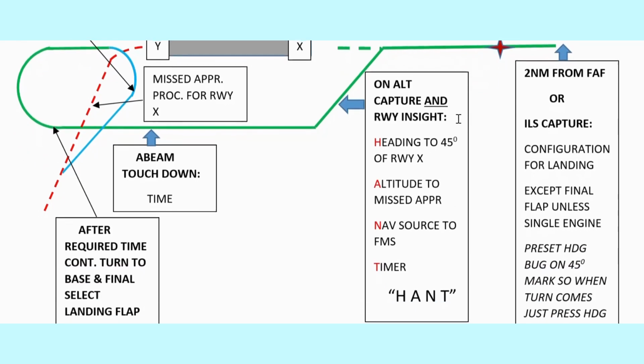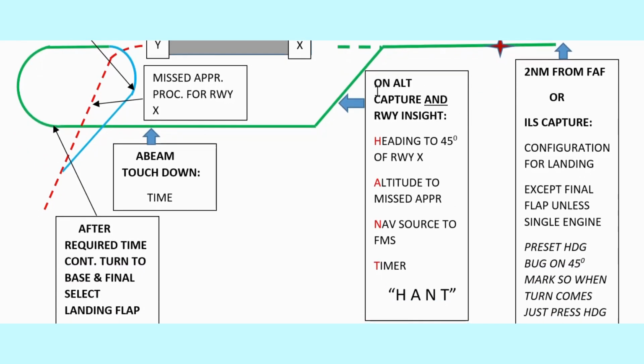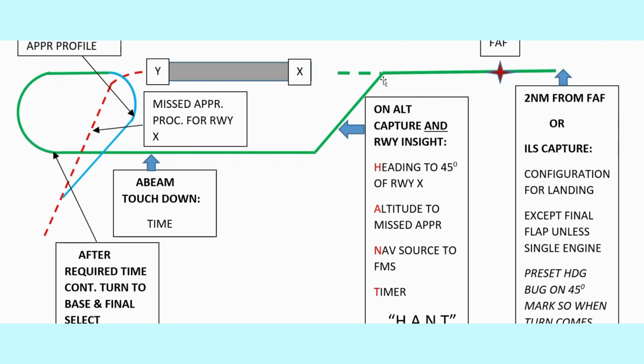Now when you capture that altitude, so you'll have ALT* then ALT capture, and that is very important, and when you have the runway in sight. So these two criteria must be met before you execute the heading select and you turn 45° to the runway heading of runway X. So you have to have altitude capture, and then you keep going until you have the runway in sight. That's very important because this whole maneuver is visual. So you have to have the runway in sight.